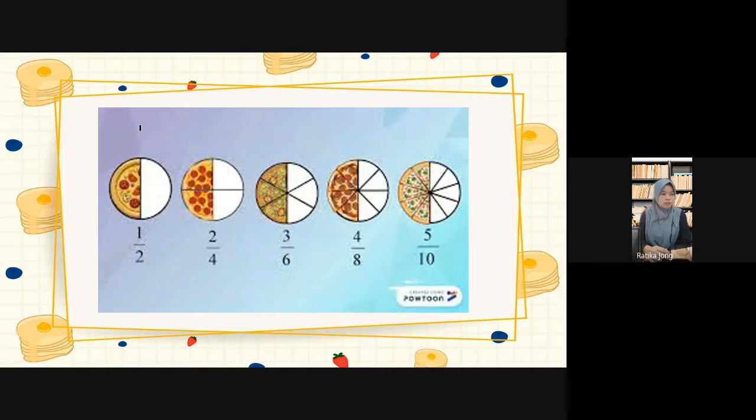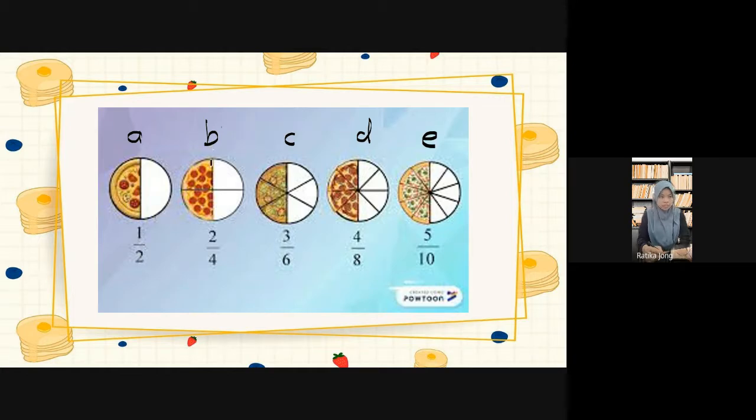Okay, look at this. For pizza A, if you look at this picture, all these pizzas, yang ini, yang ini, yang ini, yang ini dan yang ini, semuanya size-nya sama. Okay, so look at pizza A. This one is B, C, D, and also E. Pizza A is divided into two parts. And we only eat one part. Satu bahagian yang inilah. So the fraction is 1/2.